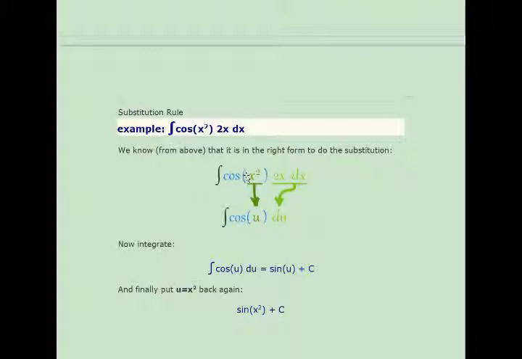For the substitution rule, for example, you get the integration of cos x squared times 2x. We know from above that this is the right form for substitution. The first step is you let x squared be u and 2x dx be du, because when you differentiate x squared, you will get 2x. Now you need to integrate. When you integrate cos u, you will get sin u plus c. And finally, you put x squared back again, because you just let u be x squared. So this is the answer.